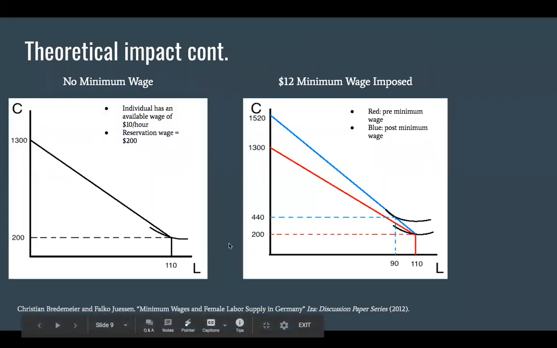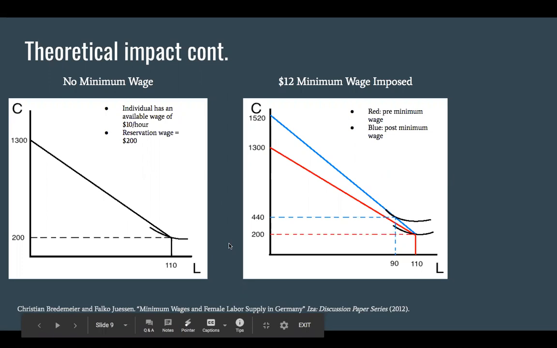Now, the second example depicts someone who enters the labor force after the minimum wage is instituted. In the first graph, the person gained the most utility from consuming all 110 hours of leisure and accepting the reservation wage of $200. This is the wage that they receive without working any hours. When the minimum wage was put into place at $12 an hour, this person has their budget constraint shifted upwards and now gains more utility from working $20 an hour and entering into the labor force.